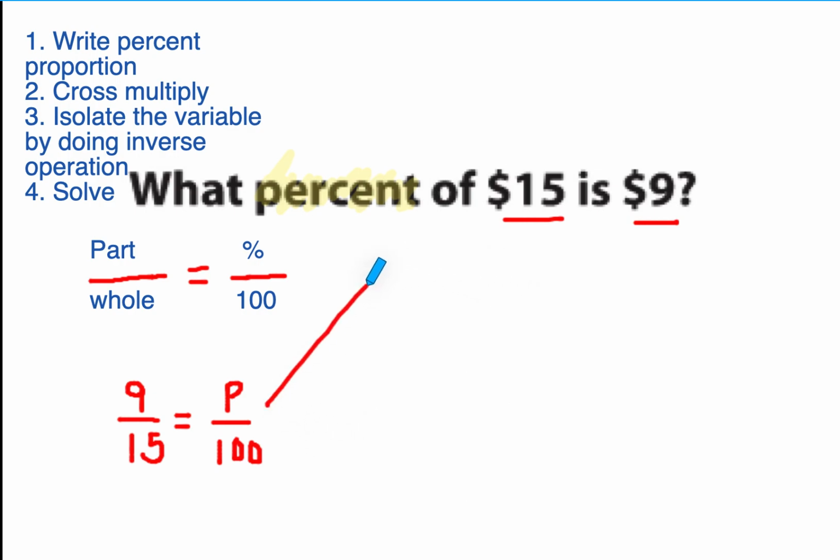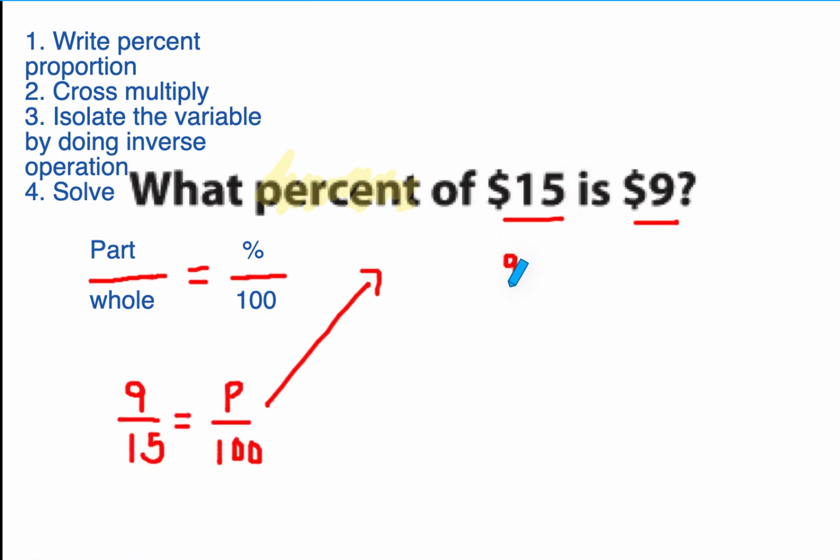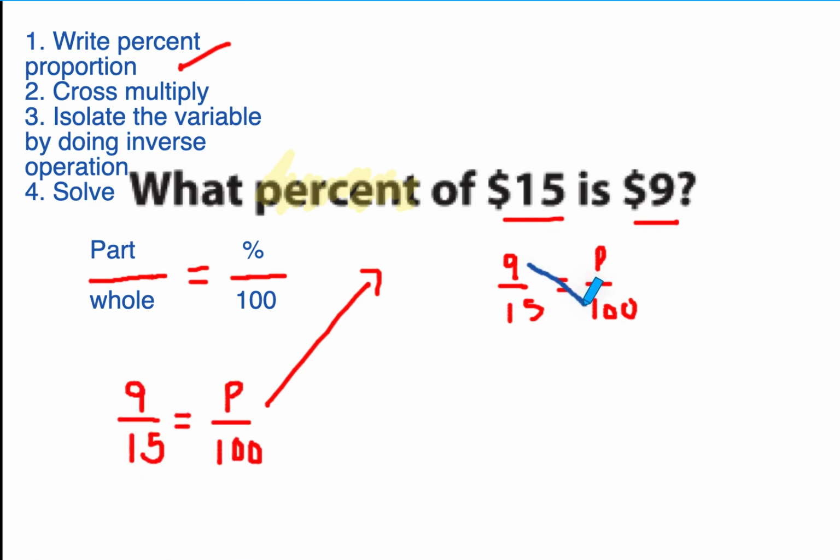I'm going to bring this over here just because I don't want to run out of room. So we're going to put 9 over 15 equals P over 100. We just wrote the percent proportion. That's done. Step 2, cross multiply. We learned about cross multiplication. We literally are going to multiply just like we did before, diagonally.